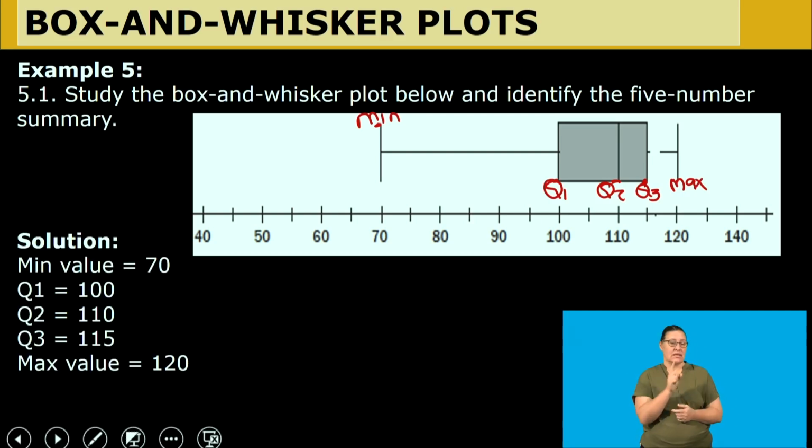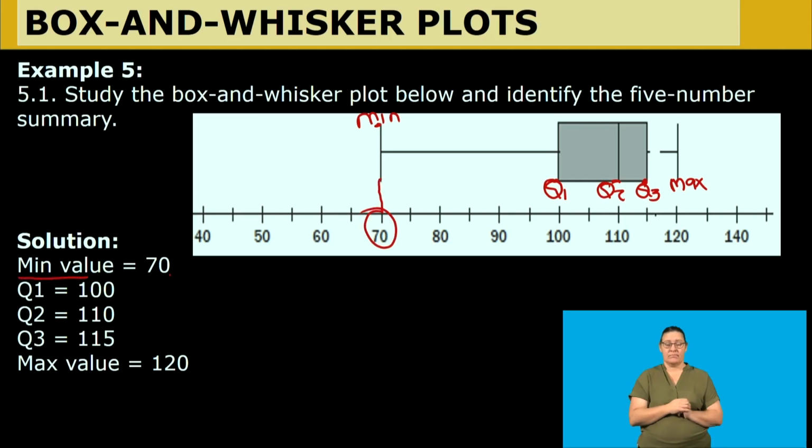So let us see how do we write it then. When you answer this, you will say the minimum value is 70, and there it is 70. And then quartile 1 is 100. Where is quartile 1? There is quartile 1. It is 100. Quartile 2 is 110. There is quartile 2, and it truly is 110. Quartile 3 is 115. There is quartile 3. It is indeed 115. And lastly, the maximum value is 120. So the maximum value is right here. It is 120.